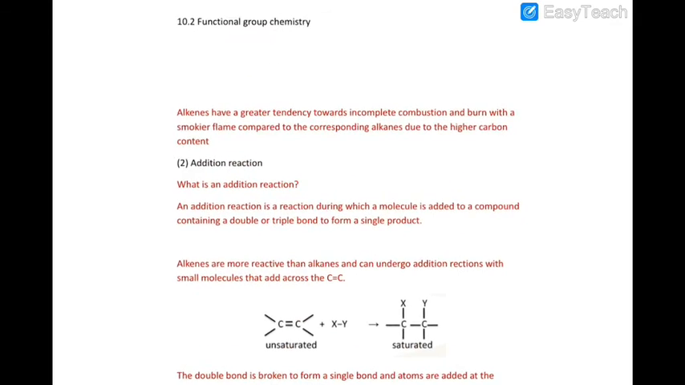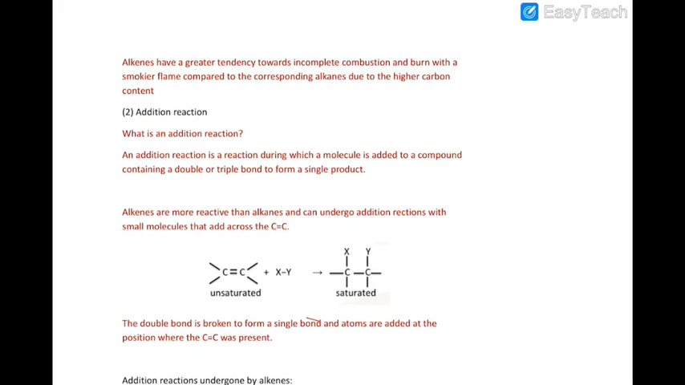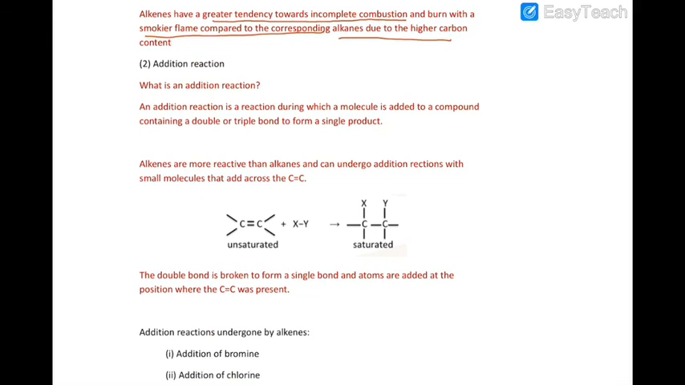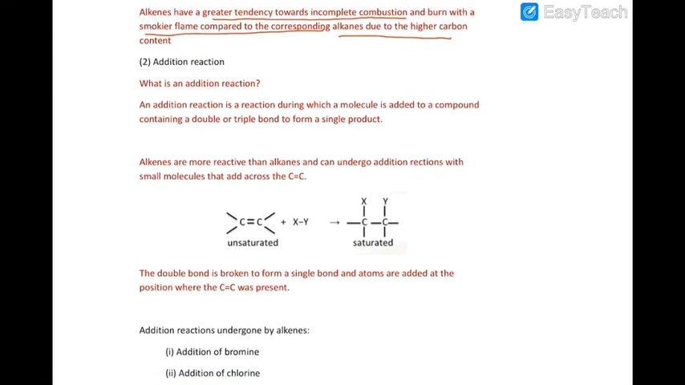So this is what is written here. So alkenes have greater tendency towards incomplete combustion and burn with a smokier flame compared to the corresponding alkanes due to higher carbon content. So there's more carbon in alkenes, more carbon percentage in alkenes.